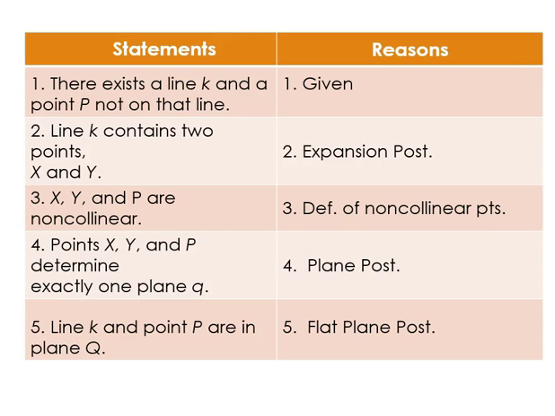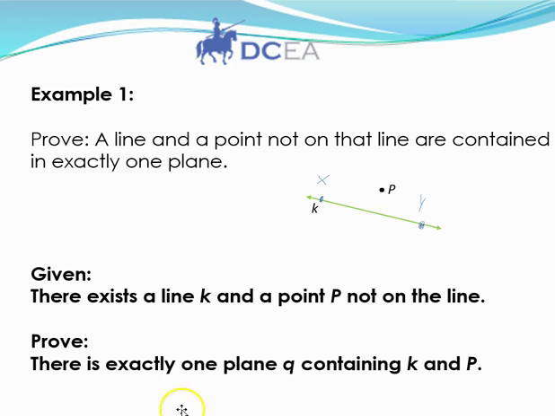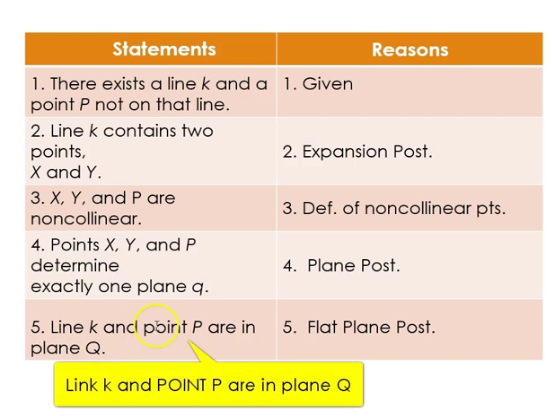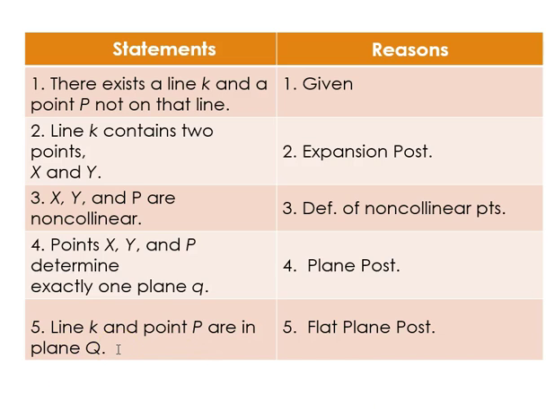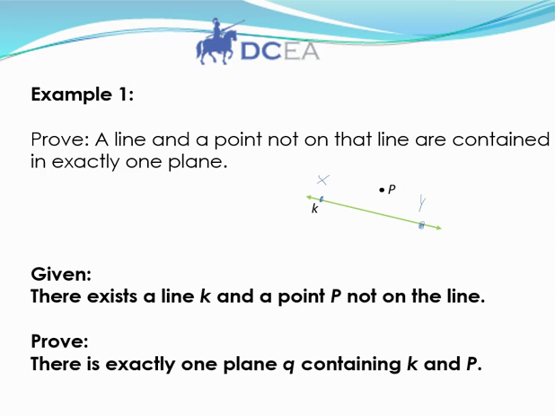And the last step is now what we were going to prove. So in our original explanation, it said there's exactly one plane Q containing K and P. Line K and P are in plane Q. If 2 points lie in a plane, then the line containing those points lie in the same plane. This is the flat plane postulate. On your drawing, what you could do is go ahead and draw a plane around your line and your points.